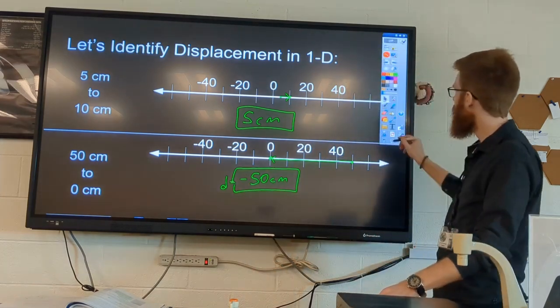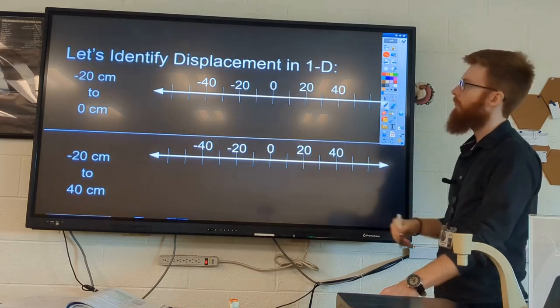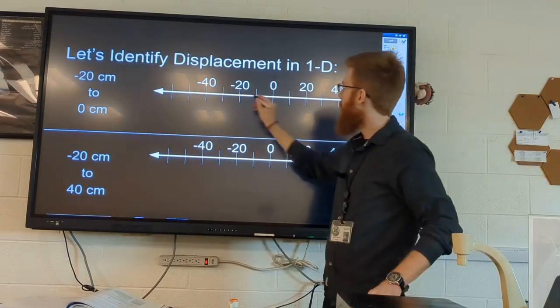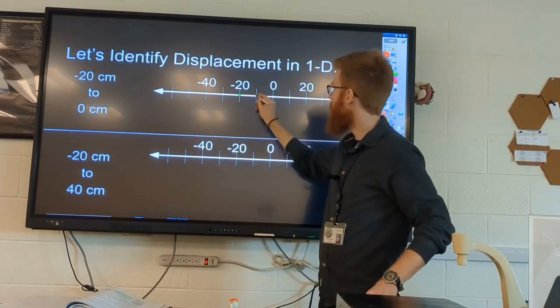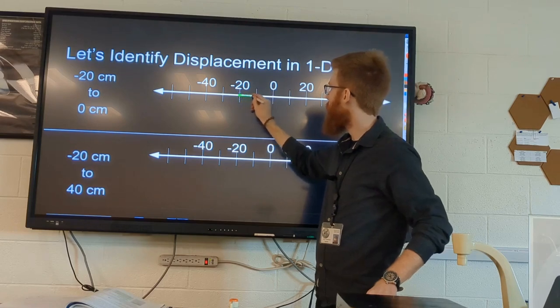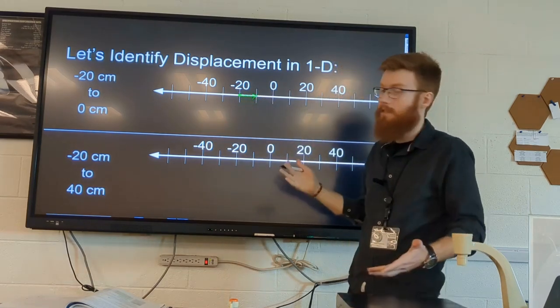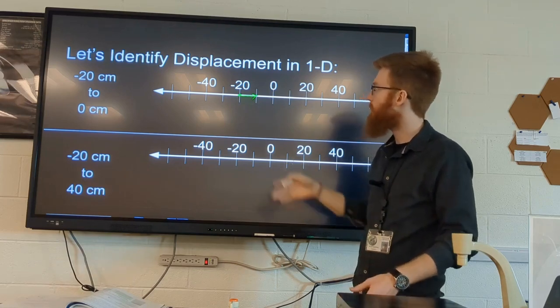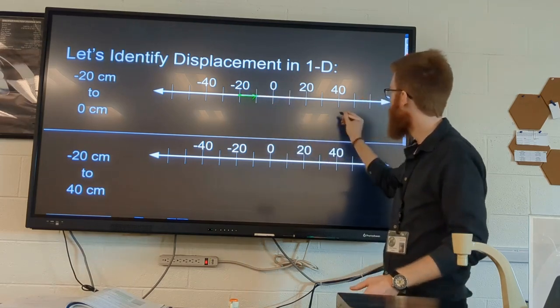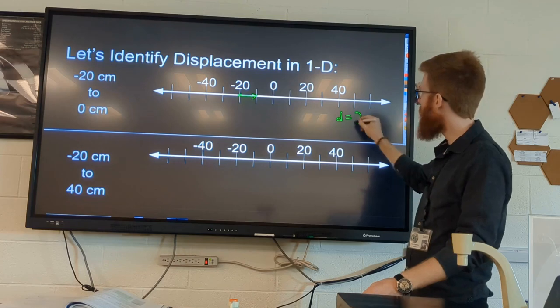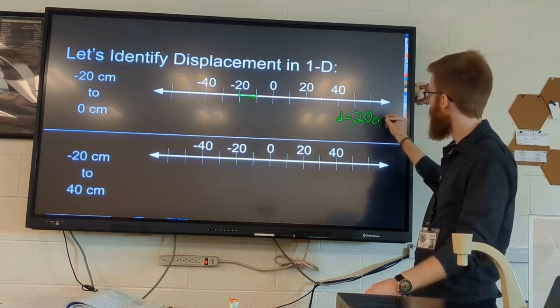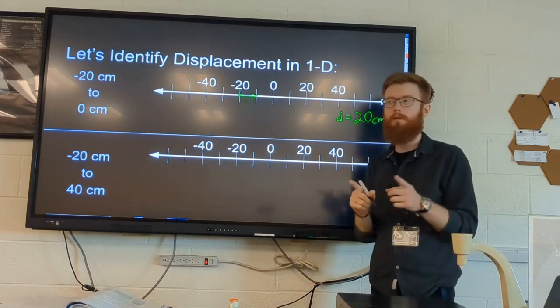All right, got 2 more. For this one, we're starting at negative 20, going to 0. So that's going towards the positive. I started out negative, then I got back to 0. That's still a positive change. So my answer is going to end up being positive 20. But I'm going to pause there for a moment because we can get an equation out of this.